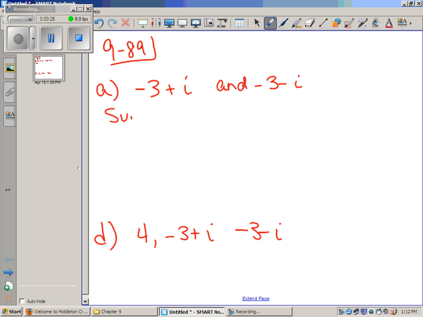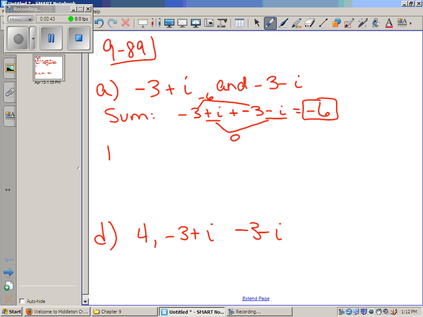So remember, if you find the sum of negative 3 plus i and negative 3 minus i, plus i minus i is 0, and negative 3 plus negative 3 is negative 6. So I found the sum is negative 6, and then I find the product of negative 3 plus i and negative 3 minus i. And again, that's just like (a plus b) times (a minus b).